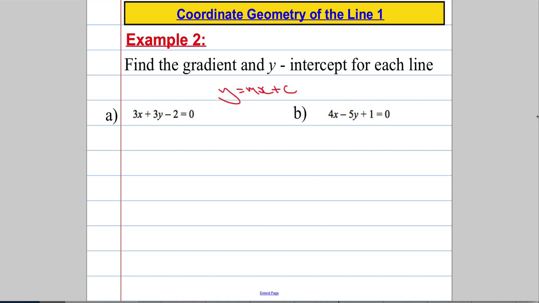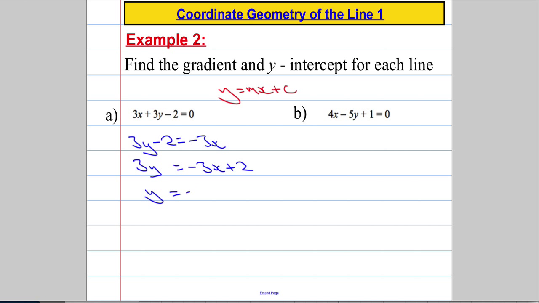So I'm going to change the subject here. I need to isolate y, get y on its own on the left hand side. So the first thing I'm going to do is take 3x off both sides, so 3y equals negative 3x. Then I'm going to add 2 to both sides: 3y equals negative 3x plus 2. And then finally I'm going to divide both sides by 3.